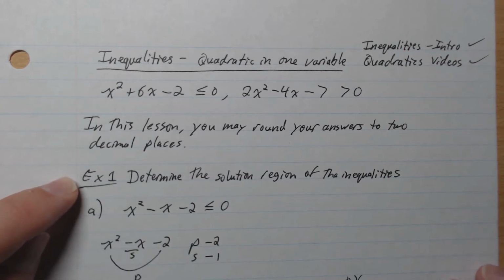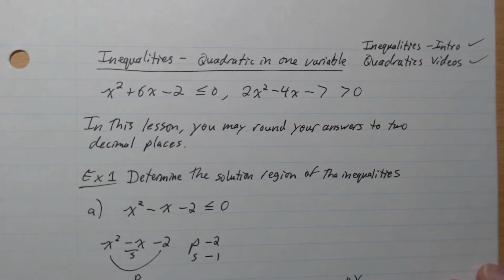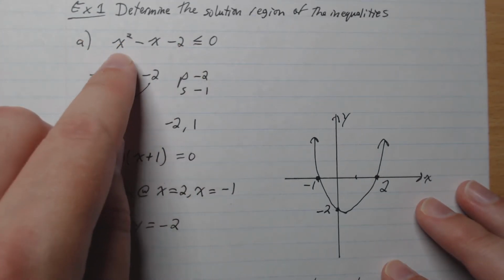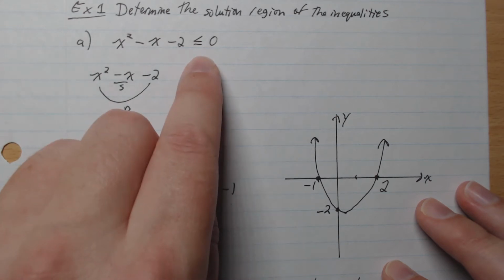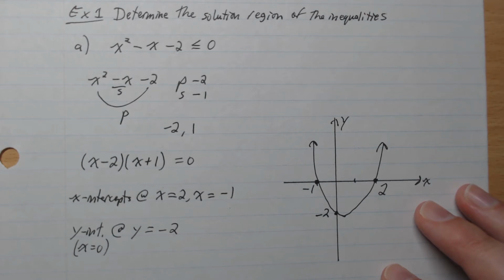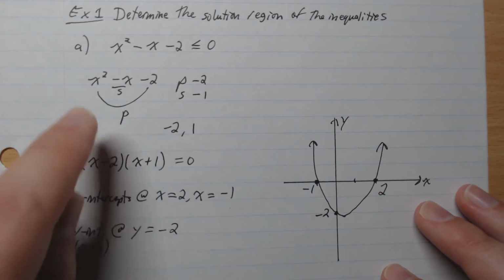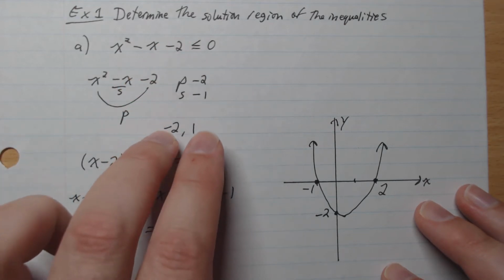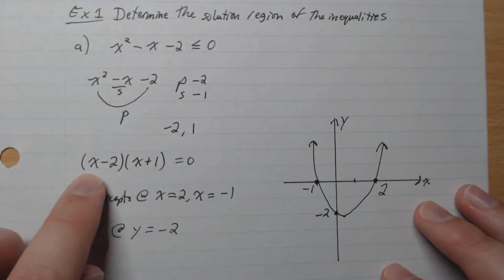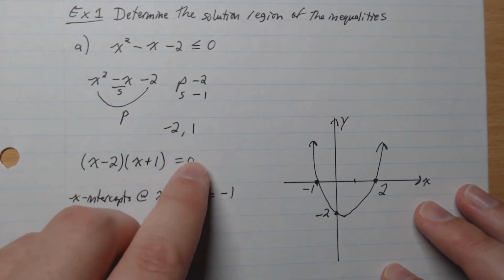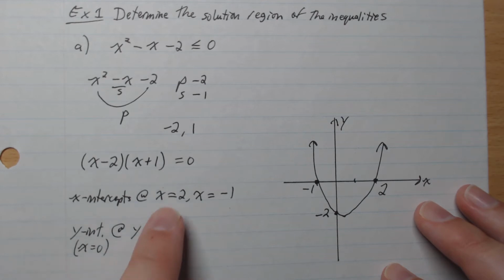Example 1, determine the solution region of the inequalities. Here we have our first inequality, A, x squared minus x minus 2 less or equal to 0. The first thing we're going to do is determine when it is equal to 0. So we're going to factor. Product -2, sum is -1. The two numbers are -2 and 1. So we have (x minus 2)(x plus 1) equals 0. What do you plug in to get 0? Those give the x-intercepts, so 2 and -1.